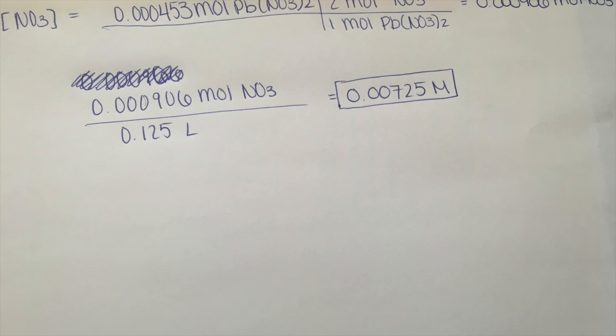To find molarity, you divide moles by liters. We convert 125 milliliters into 0.125 liters by dividing by 1,000. Then we divide 0.000906 moles of nitrate by 0.125 liters and find the concentration of nitrate to be 0.00725, or 7.25 times 10 to the negative third.